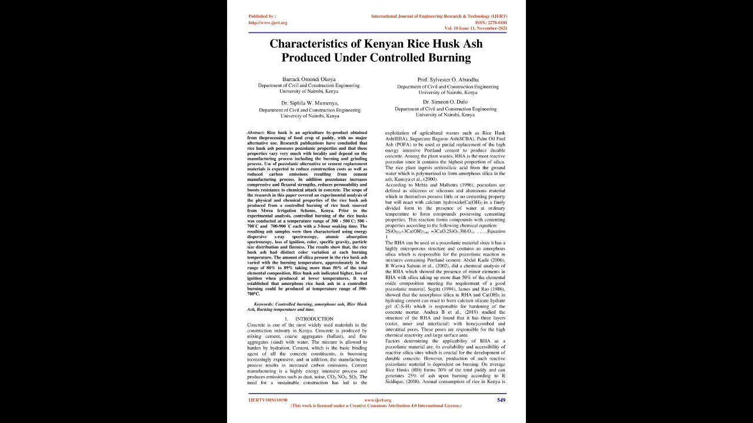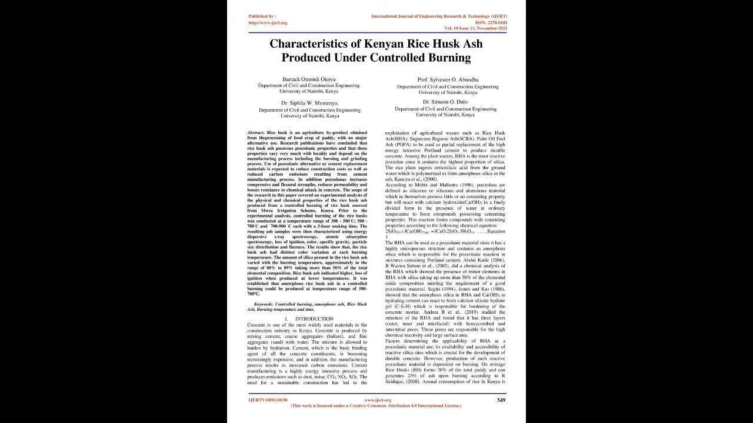The resulting ash samples were then characterized using energy dispersive X-ray spectroscopy, atomic absorption spectroscopy, loss on ignition, color, specific gravity, particle size distribution and fineness. The results show that the rice husk ash had distinct color variation at each burning temperature. The amount of silica present in the rice husk ash varied with the burning temperature, approximately in the range of 80% to 89%, taking more than 50% of the total elemental composition.